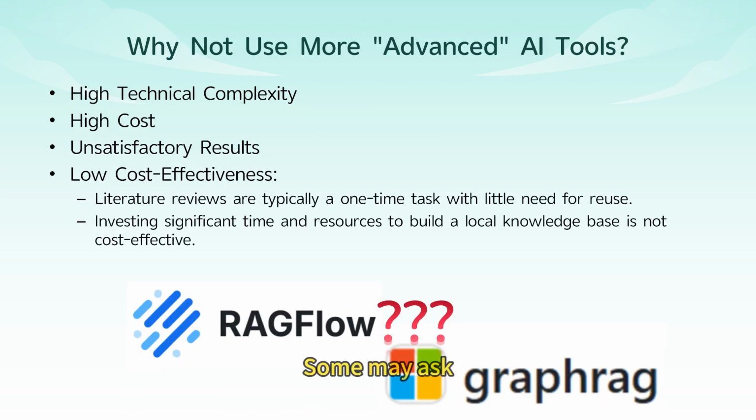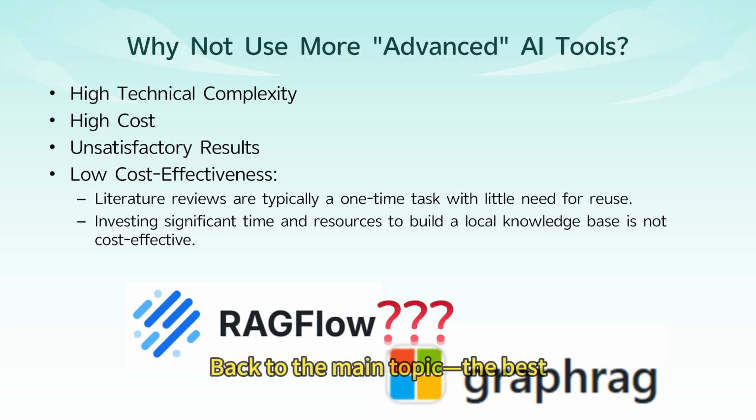Some may ask, why not use our RAG flow, or other local knowledge-based solutions? Well, I actually tried, but they are technically complex. OpenAI's API is ridiculously expensive, and local large language models are incredibly slow. Plus, the summarization results are often underwhelming. For a one-off task like writing a literature review, which you won't revisit frequently, the cost-effectiveness is simply too low.